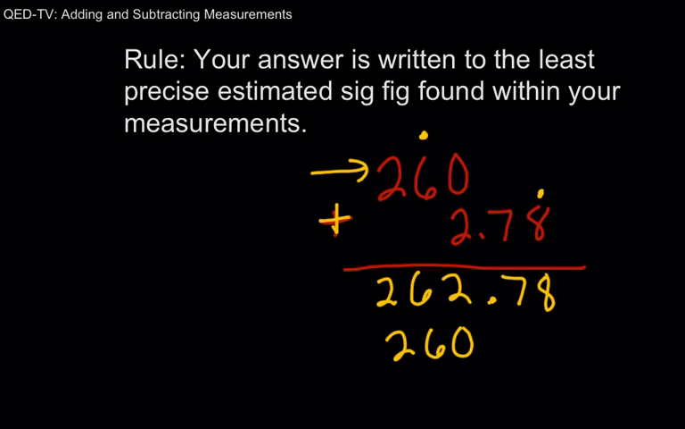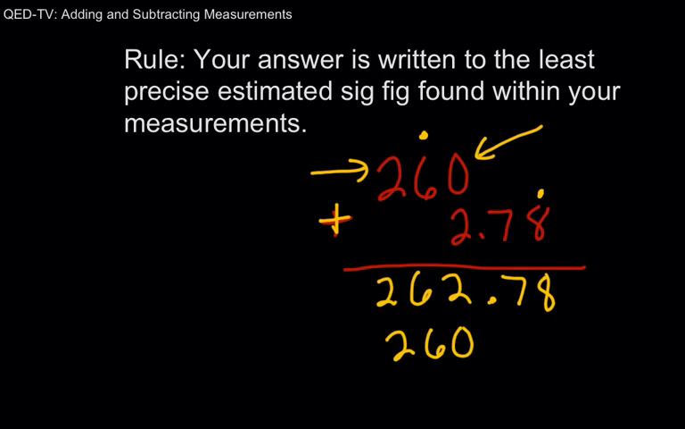Well, we're not adding numbers. We're adding measurements. And this 260 here means somewhere between 250 and 270. So just by adding a 2.78 onto that, I'm still somewhere within that range. I don't really know where I am within that range. I've added something pretty insignificant that falls into the range of insignificance of the 260. So I still need to round to the tens place, and my answer would still be 260.